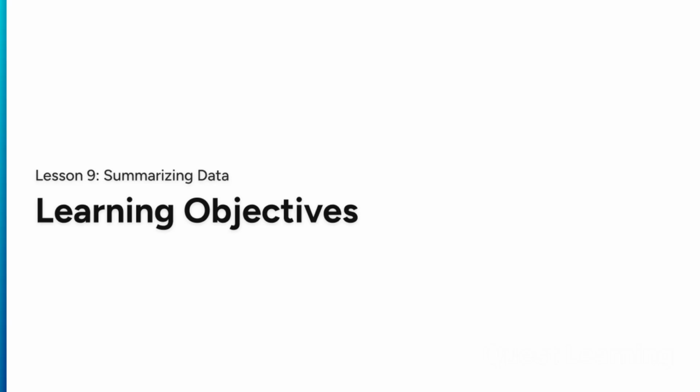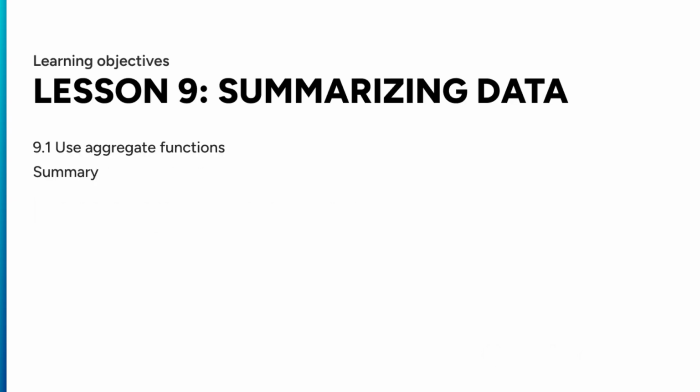Thus far, we have used select to retrieve rows from tables. Sometimes you'll not want all the rows. Rather, you'll want summarized data, totals and averages and so on. In Lesson 9, Summarizing Data, you'll learn how to do just that, looking at the aggregate functions: average, count, max, min, and sum.